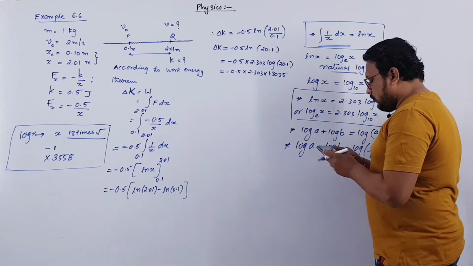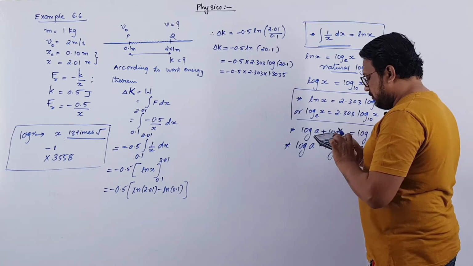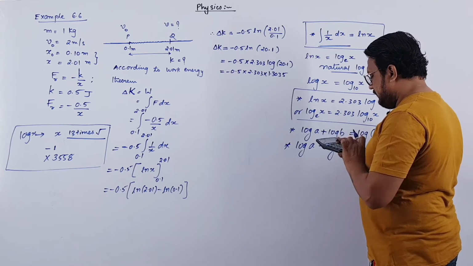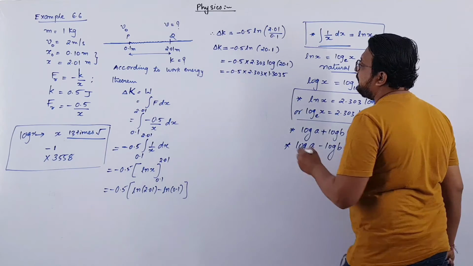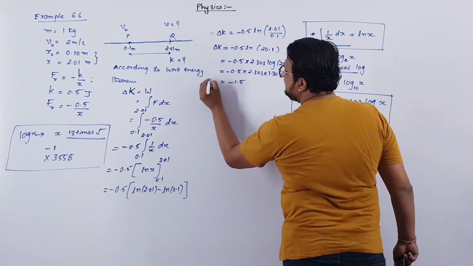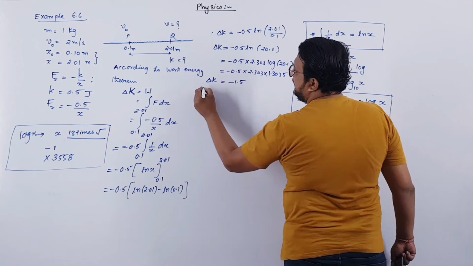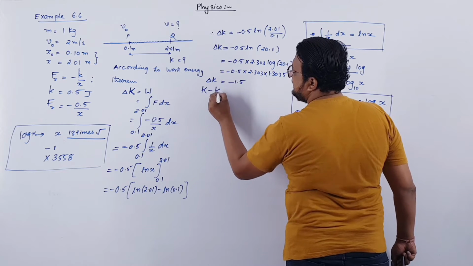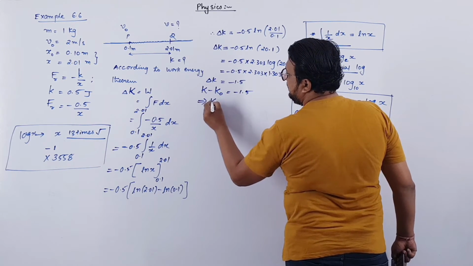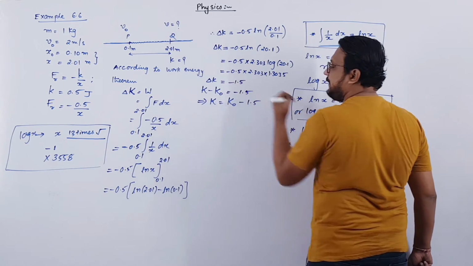Right? So 1.3035 into 2.303 into 0.5 will give you 1.5. So this is minus 1.5. This is delta K, right? But what is delta K? Actually delta K is final kinetic energy minus initial kinetic energy. So this implies that K will be equal to K naught minus 1.5. K naught we are taking on the other side.